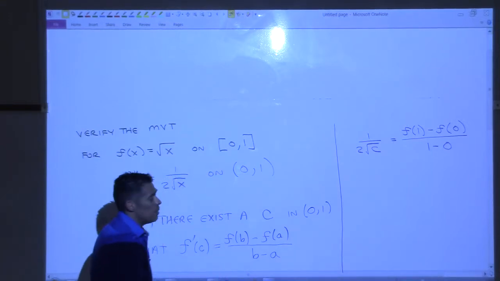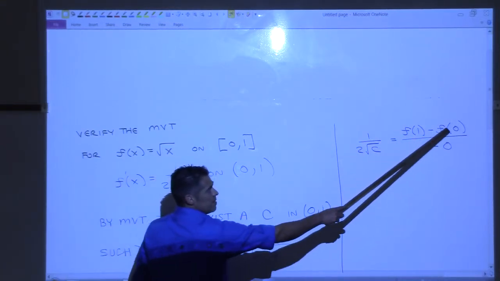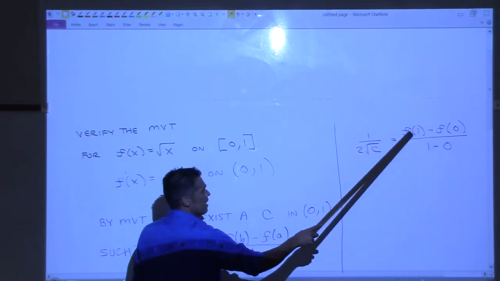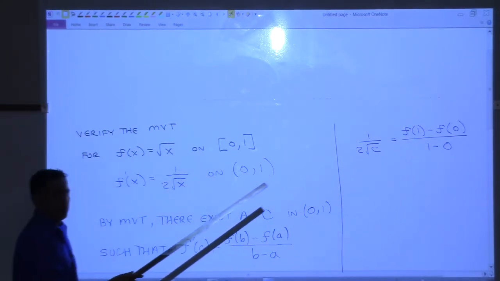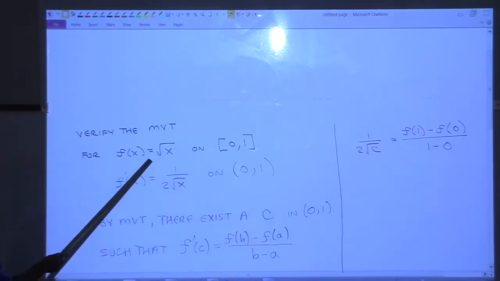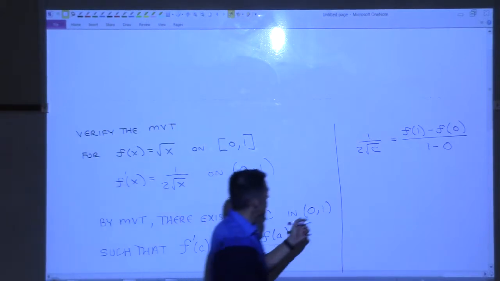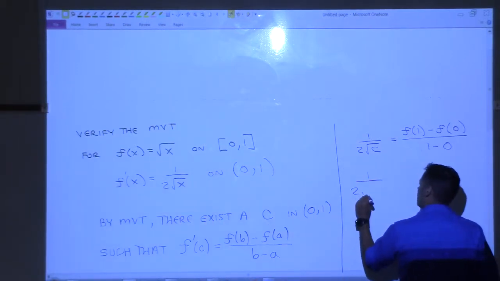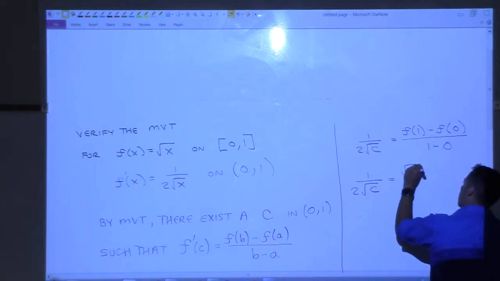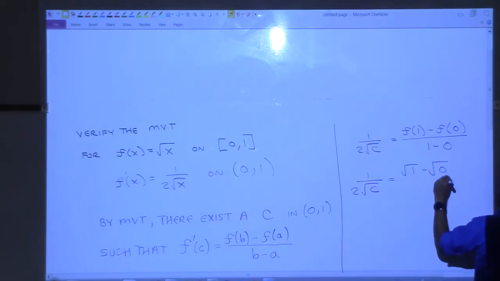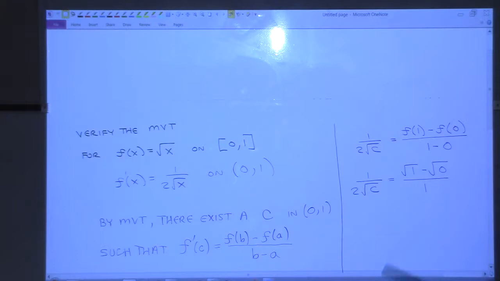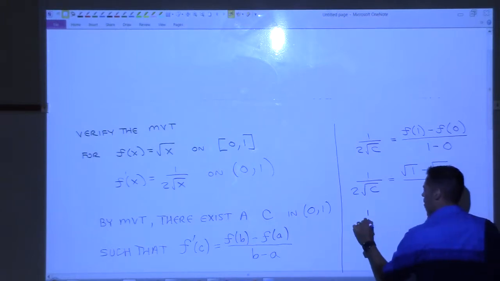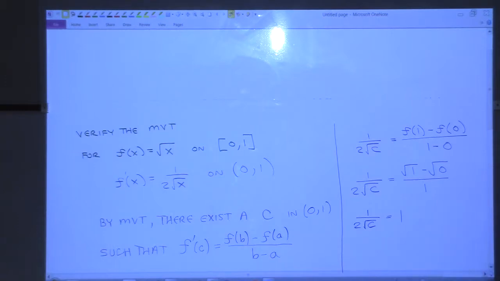Okay, so now what we do is we have to figure out what's f of 1, what's f of 0, what's 1 minus 0. So what's f of 1? Where are we plugging 1 into? The original function, right? So this is going to be 1 over 2 root c, which must equal the square root of 1 minus the square root of 0 over 1. And that's just 1 on the right side, isn't it? Just plugging in. So this means 1 over 2 root c must be 1. And now we just have to solve this for c.